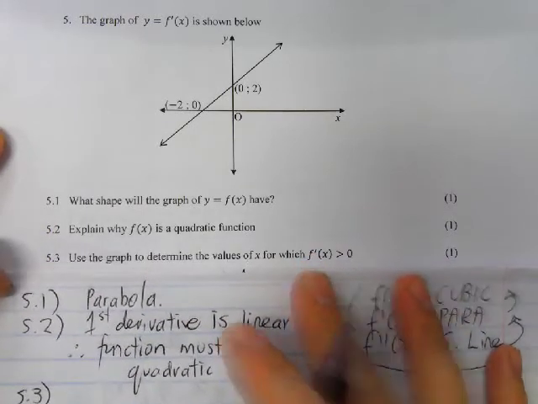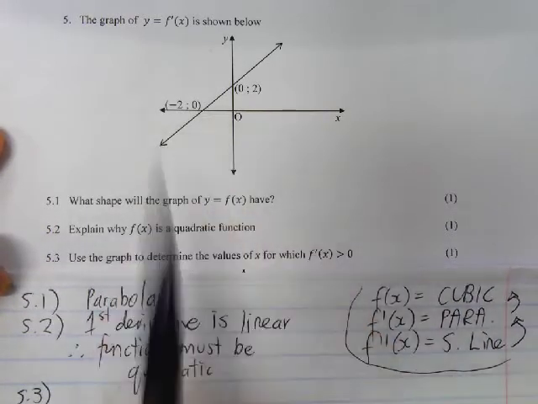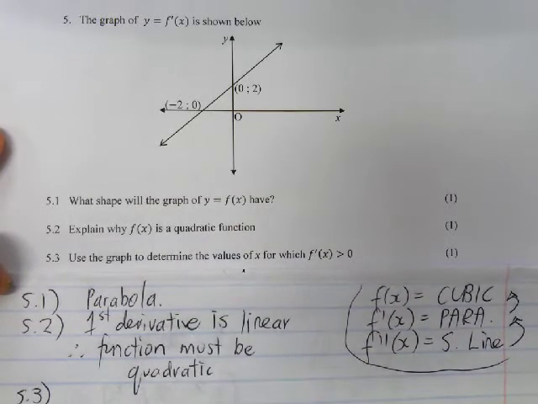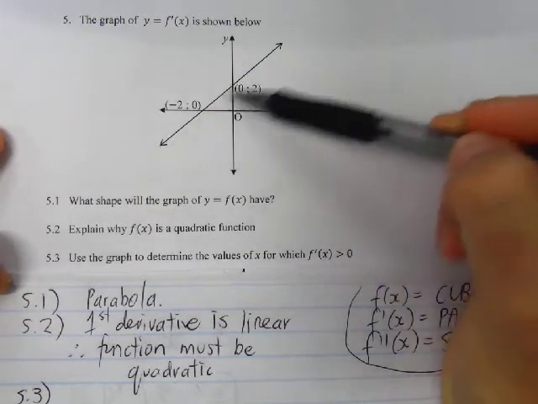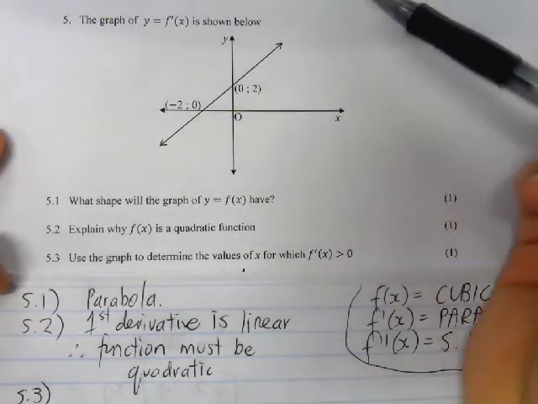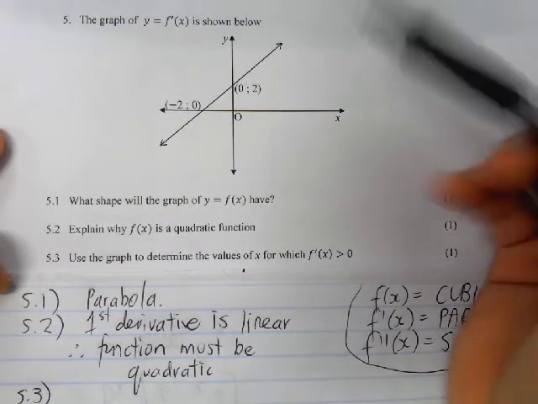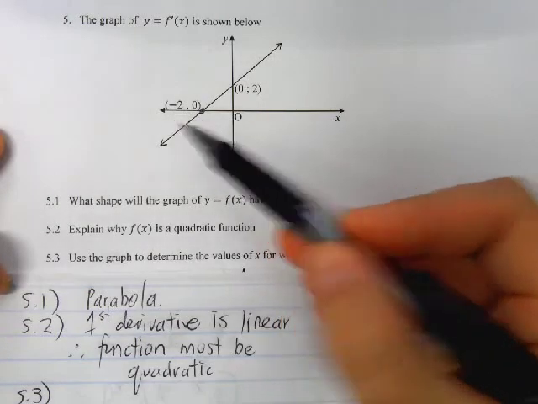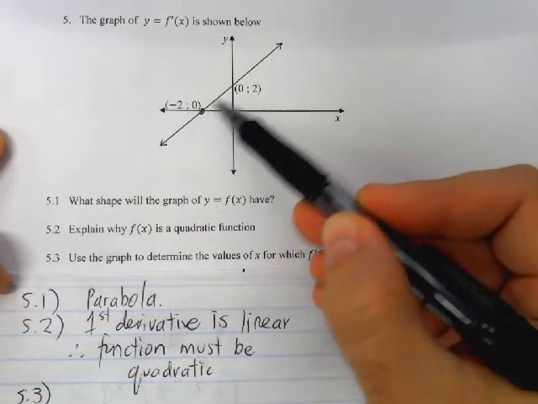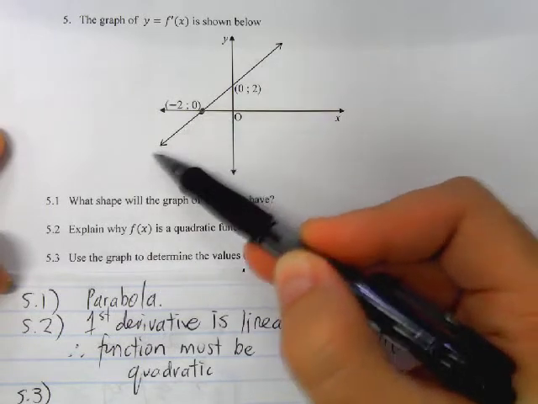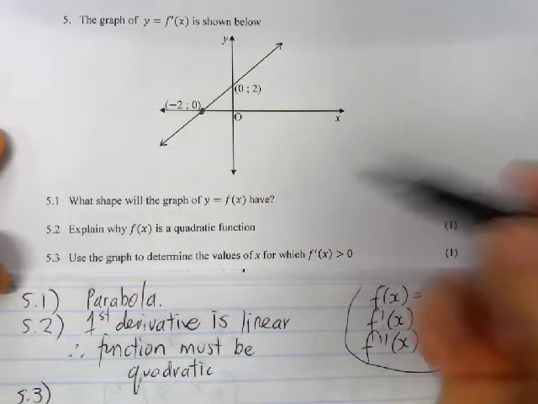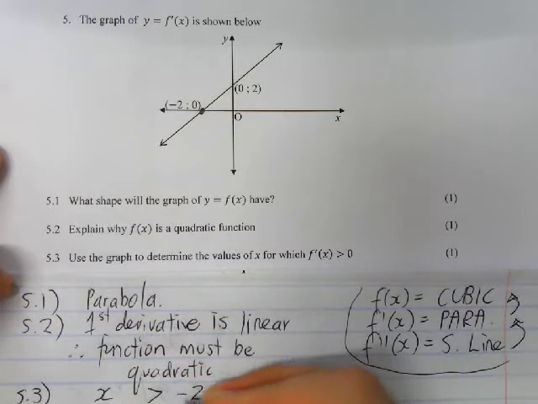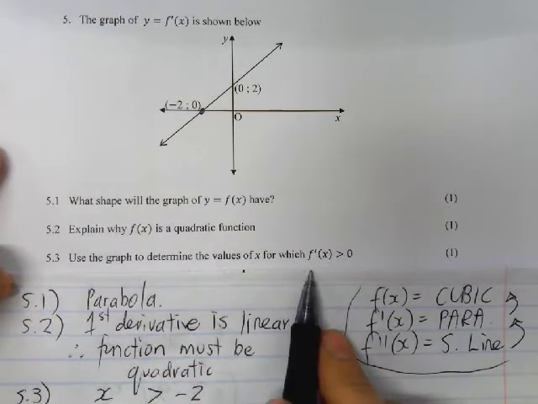Question 5.3 says, use the graph to determine the values for which our first derivative is greater than 0. If you look carefully here, there's our first derivative. When is our first derivative positive? It is positive after x of negative 2. At x of negative 2, we are at 0. Afterwards, you are positive. You are negative to the left of x of negative 2. So to answer the question, you would say x is greater than negative 2. That's when our first derivative would have been positive.